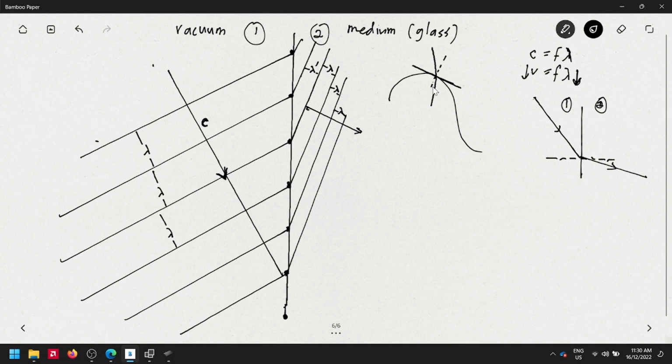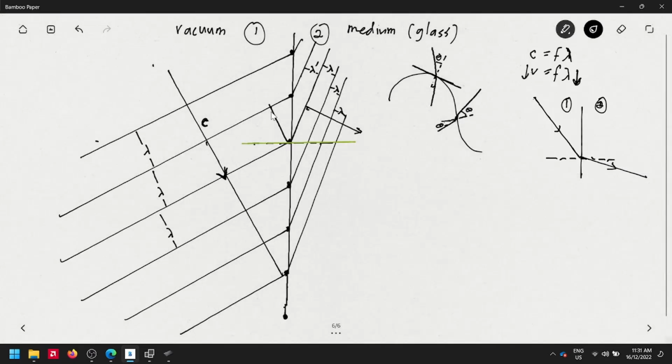So this is your theta. This is your theta. This is the normal to the surface, and light enters from here. So this is theta. This is theta prime. Of course, I can extend a new line parallel to my direction of propagation. And over here, I have my normal to the surface here. This is my normal. Let me draw using a different color. My normal.